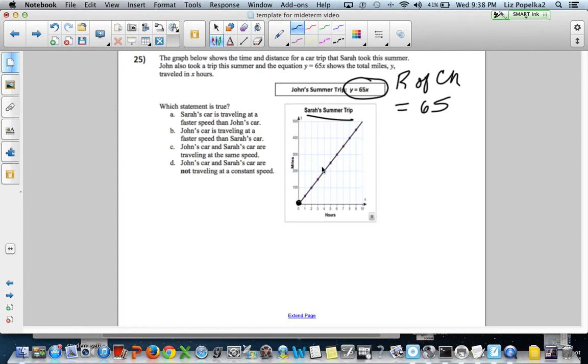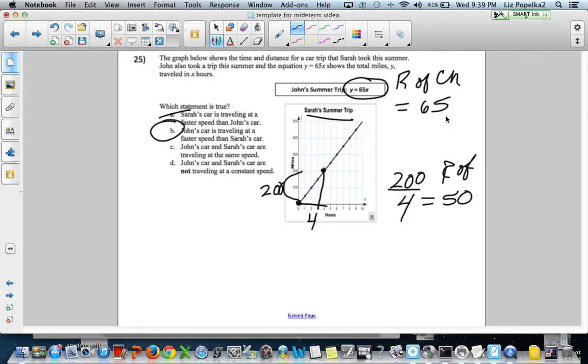If I pick 2 points right here in the corner, it went up from 0 to 200, and it went over from 0 to 4. Remember, you do your up and down change over your left to right change. 200 divided by 4 is 50. So her rate of change is 50 miles per hour. So Sarah's car is traveling at a faster speed than John's car? Nope. John's car is traveling at a faster speed than Sarah's? Yes, because he's going 65 miles every hour and she's only going 50.